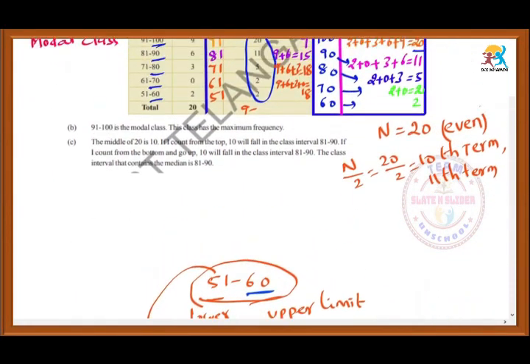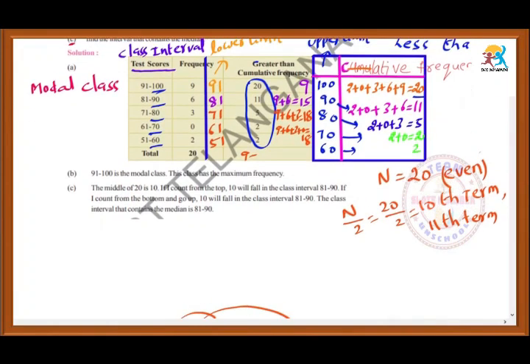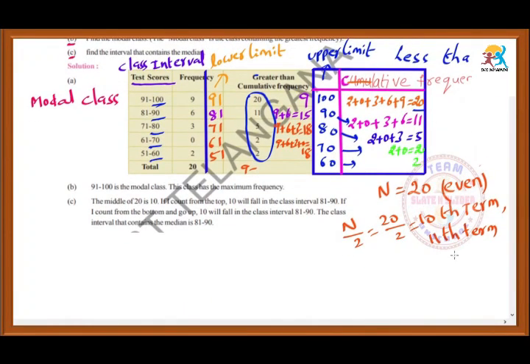So we have to find out the median terms. In the cumulative frequency, check the 10th term and 11th term. Check once. From the bottom you have to take, because these class intervals are written in descending order. That's why you have to take them in ascending order. Just once, take this one.